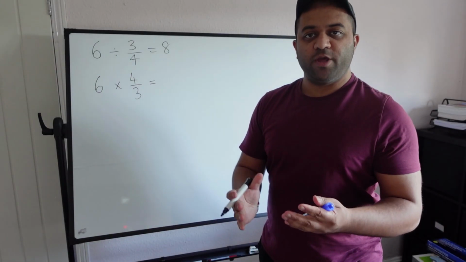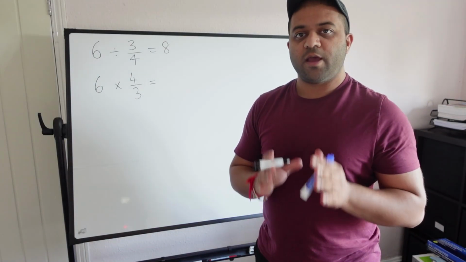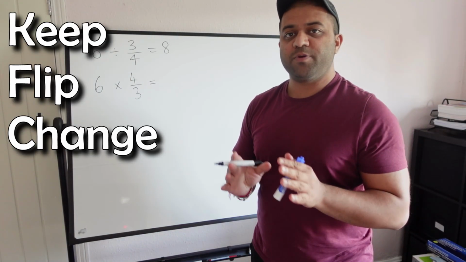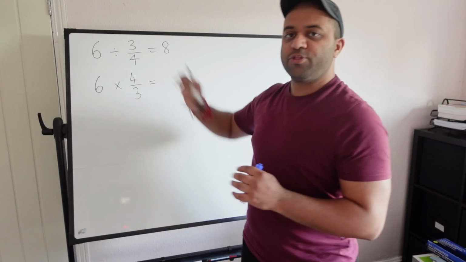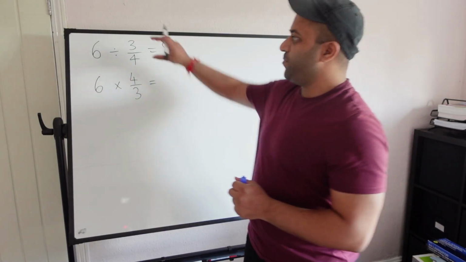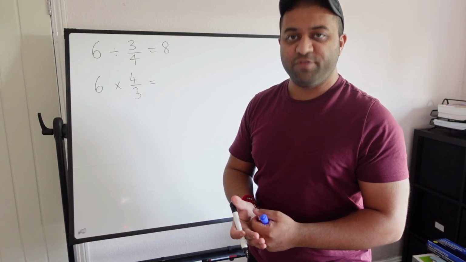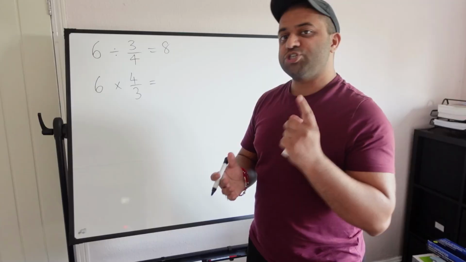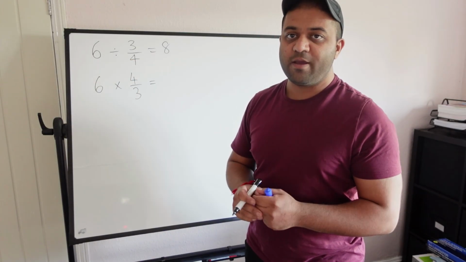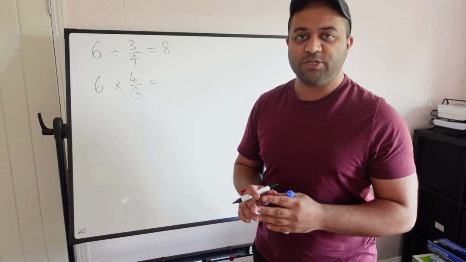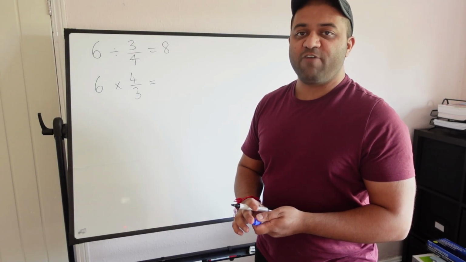So to begin with, I'll go over the most common method that's taught in schools, and that's the keep, flip, change method. Take the fraction 3 over 4, flip it upside down, or the reciprocal of it, 4 over 3, and you change the division sign into a multiplication sign. And this is an equivalent operation. Then we can work through it as we have before.